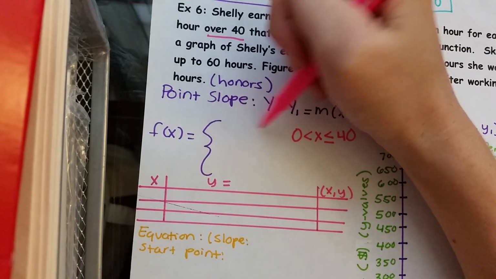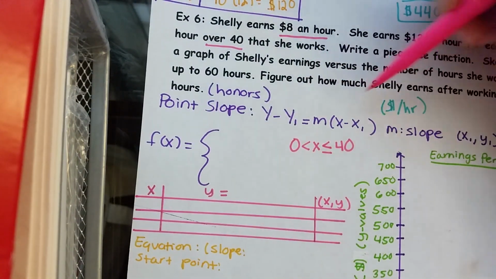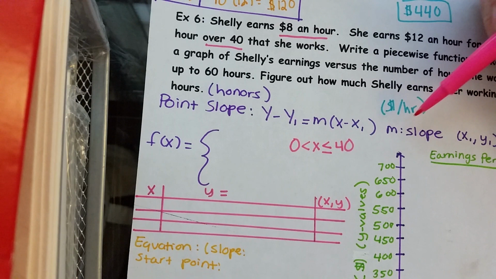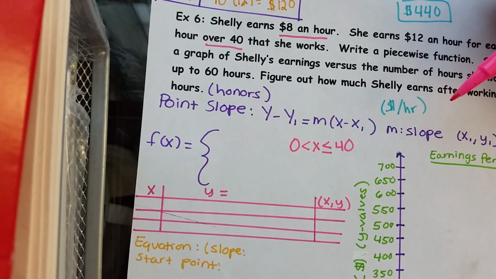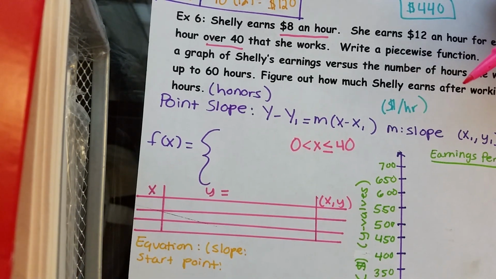Okay, so now we're going to come up with our function. Like we said up here, these are going to be linear functions because she gets paid a constant amount. She's not like works 1 hour, gets paid $8, works the next hour, gets paid 16 or something like that. Every hour she makes $8 per hour when we're working up to 40. So this is a linear function.